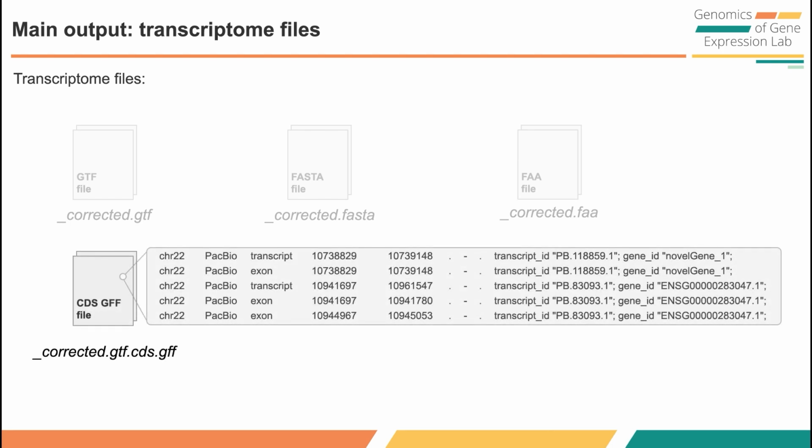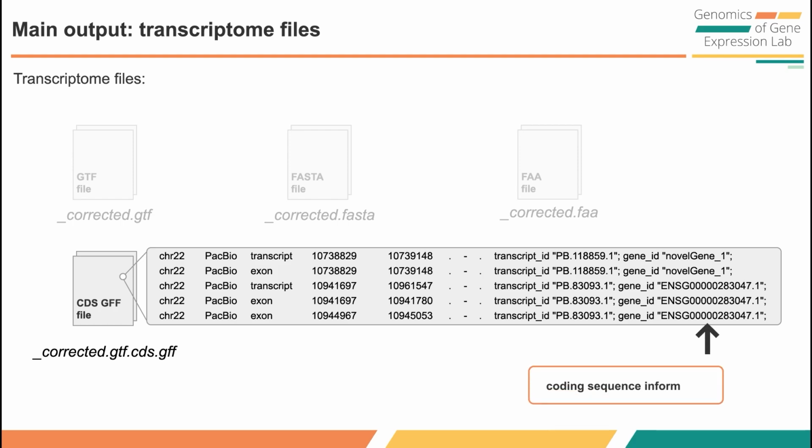CDS GFF file: the _corrected.gtf.cds.gff file is generated by expanding the GTF file to include coding sequence information obtained from the GeneMark open reading frame predictions. This means that, in addition to exons and transcripts, coding sequence will also be included as a feature in the last GFF column.